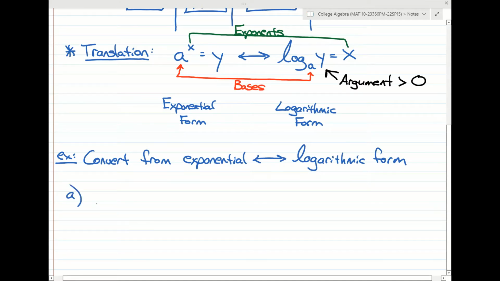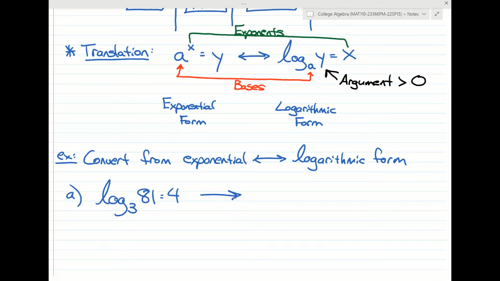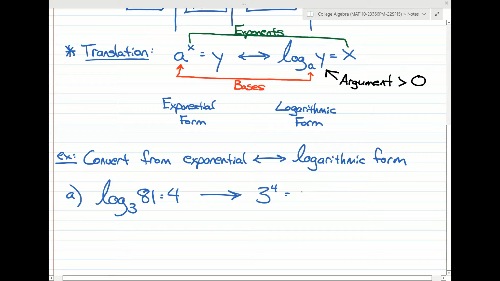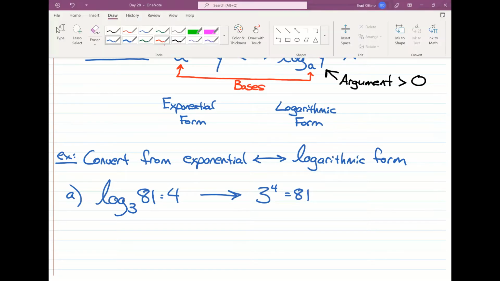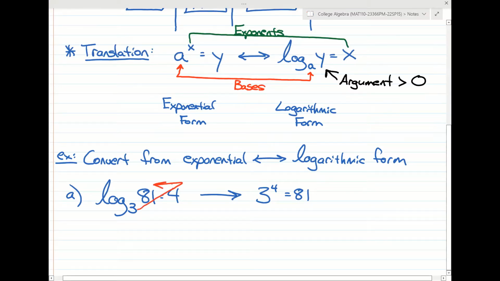What about if I told you log base 3 of 81 is equal to 4? We just want to write this using exponents. How could we do that? Yep, 3 to the 4th is 81. If we use our crisscross technique, 3 to the 4th power equals 81.